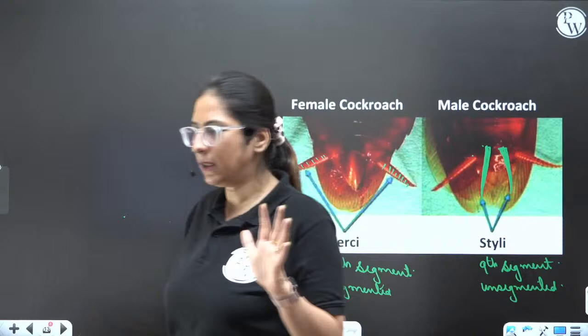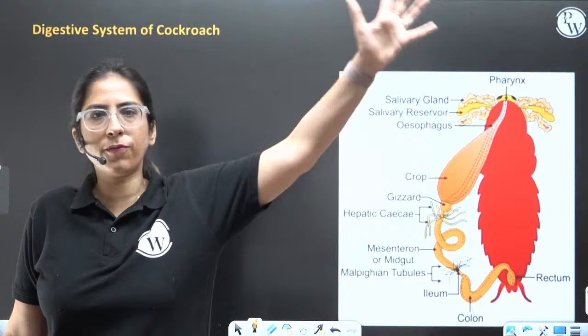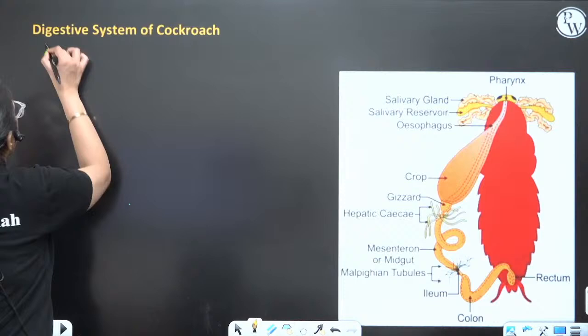Done? Clear? Okay. Great. Now let's move on to the digestive system of cockroach. Right? External morphology is done. We talked about the head part, thorax part, and the abdomen part. Now, buddies, we are talking about the first system. And what is that first system? That is the digestive system. So, digestive system of cockroach.